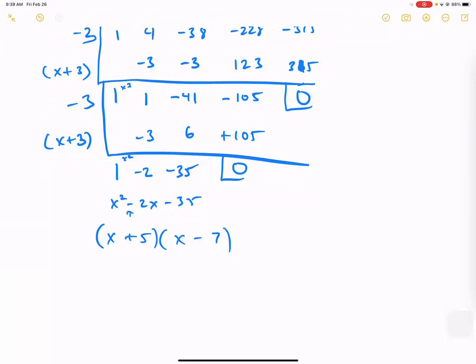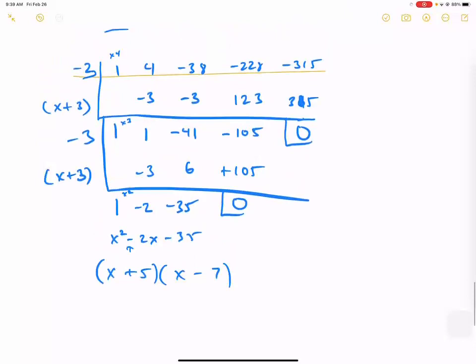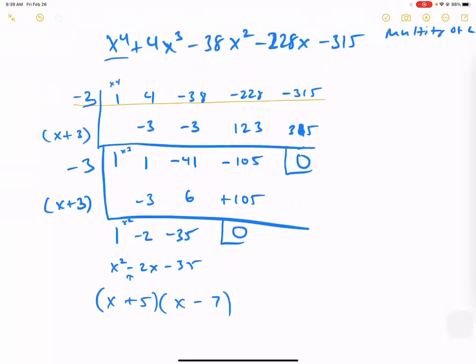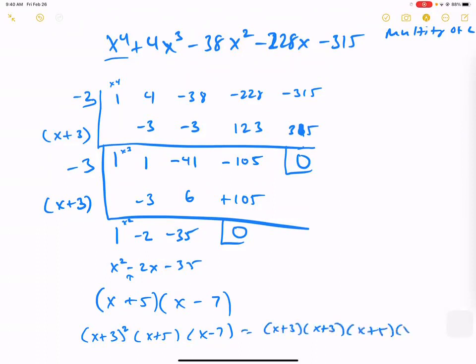Now, what are all our factors that we multiply to get the original problem up here? All the factors are going to be x plus 3 squared, x plus 5, x minus 7. You don't have to write the squared if you don't want to. You can also write this as x plus 3, x plus 3, and then x plus 5, and then x minus 7. Okay. Got it. 7 and 5.